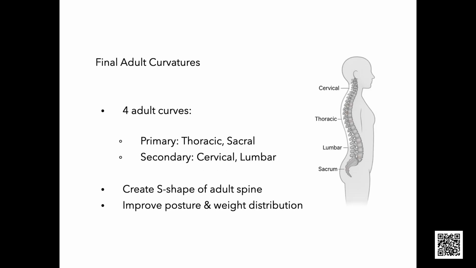In adulthood, the spine has 4 distinct curvatures. The cervical and lumbar are secondary, developed after birth. The thoracic and sacral remain primary, carried over from fetal development. Together, these 4 curves give the adult spine its characteristic S shape.